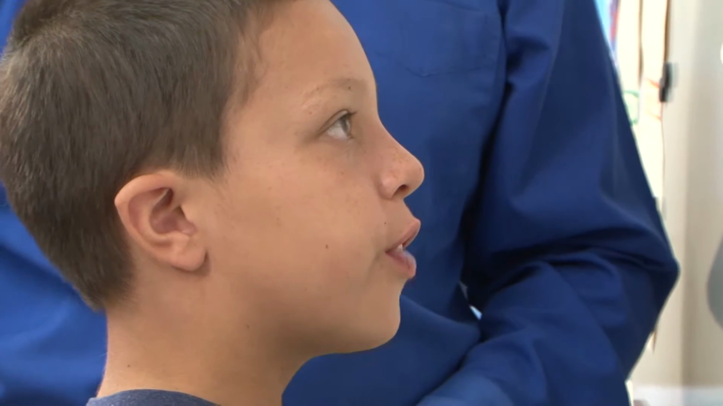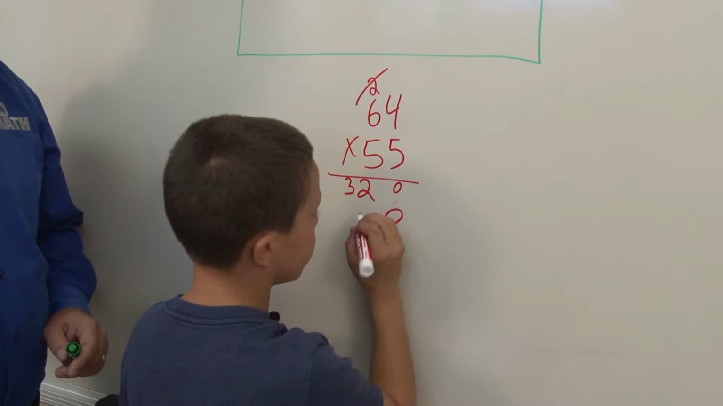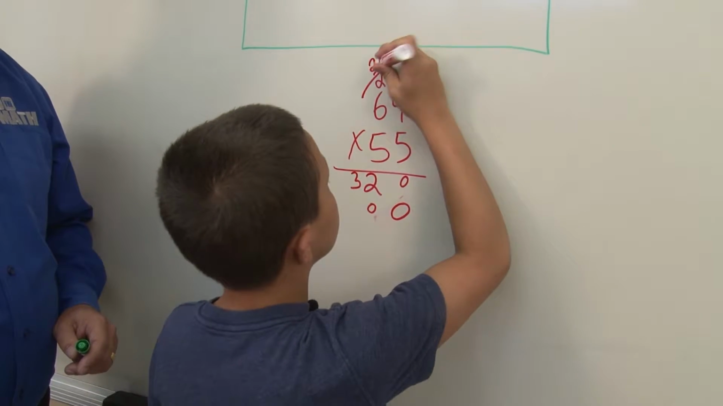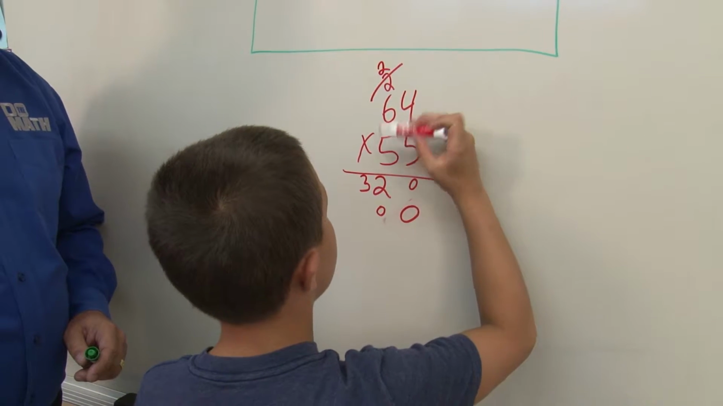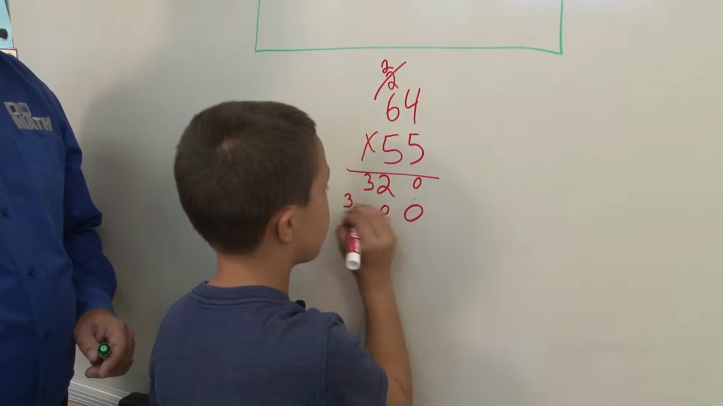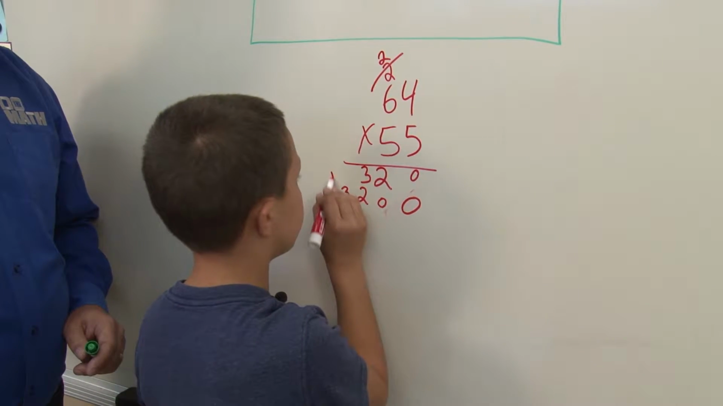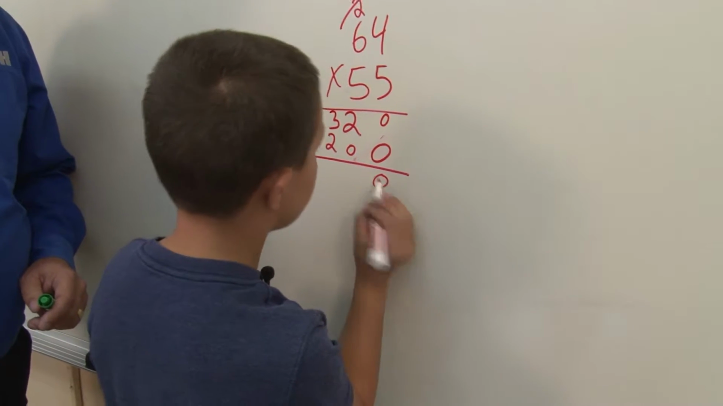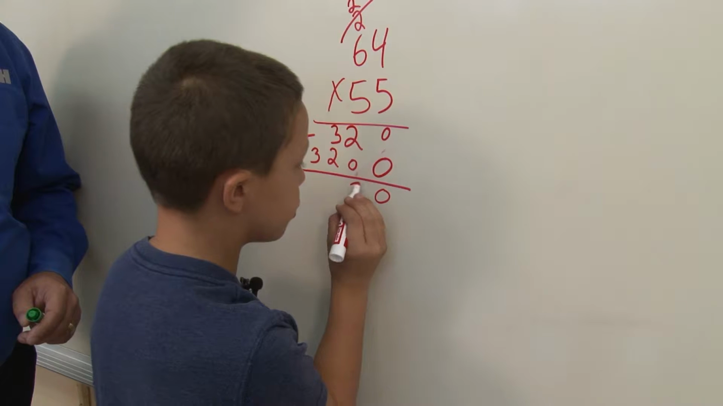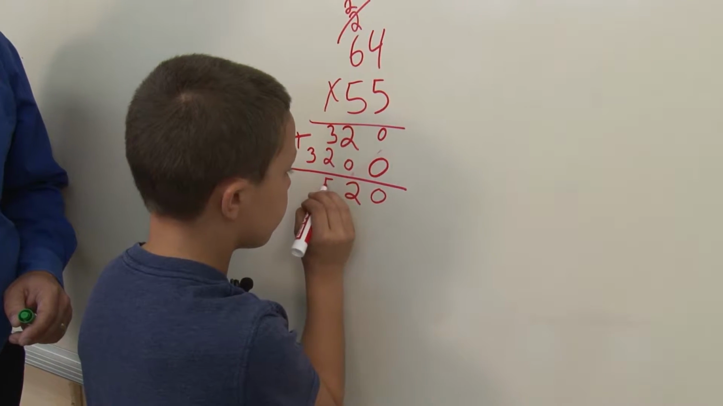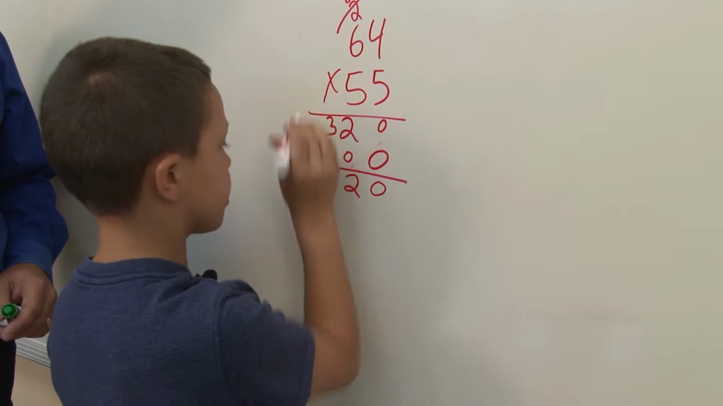Perfect. Then you do 5 times 4, which equals 20. And I'm just gonna add another 2, and then you do 5 times 6, which plus 2 equals 32. All right. And then you add them. 0 plus 0 equals 0. 2 plus 0 equals 2. 2 plus 3 equals 5. And you just carry down the 3 because there's nothing to add.